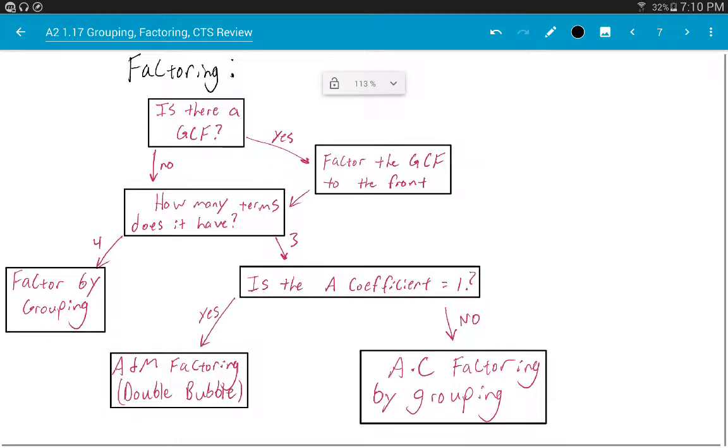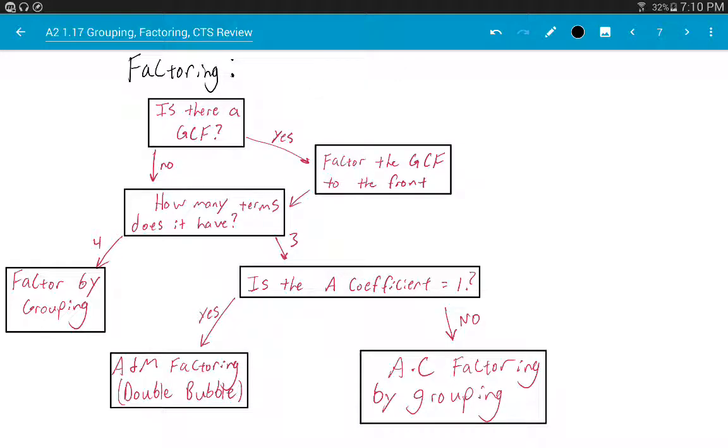And here's the idea. If we're being asked to factor, the first thing we ask ourselves is, is there a GCF? If no, we move down here. If yes, we factor the GCF to the front and then move to the next step. Now, how many terms does it have? If it's 4, you use factor by grouping.